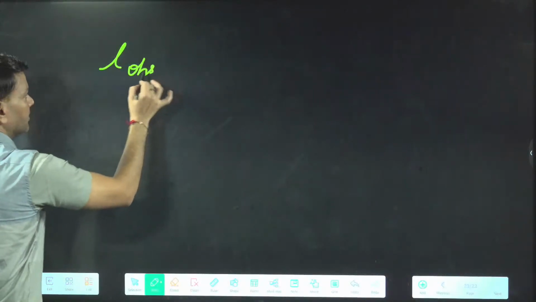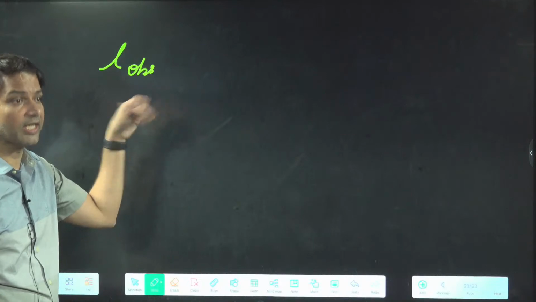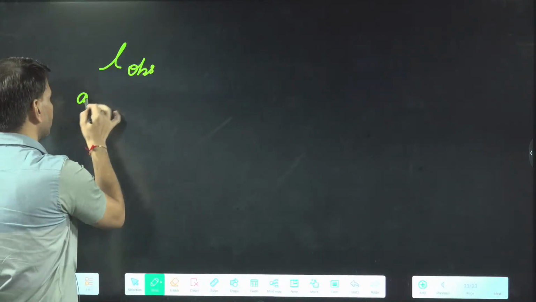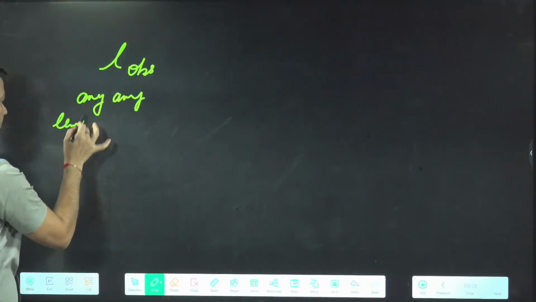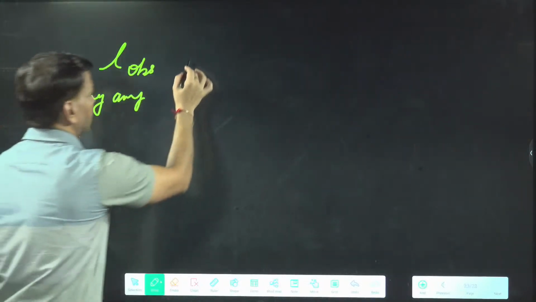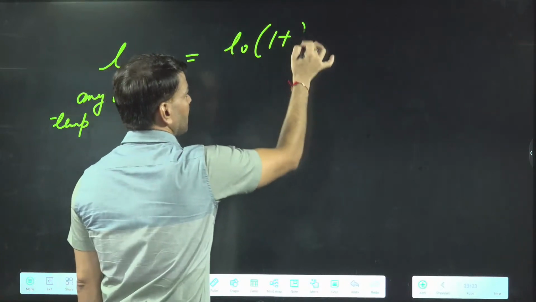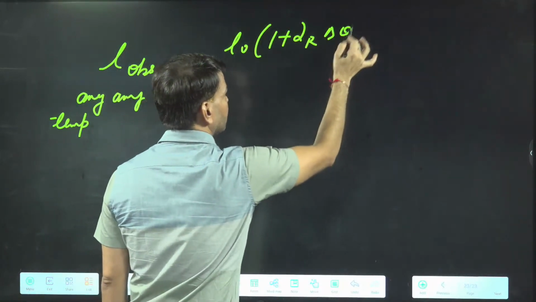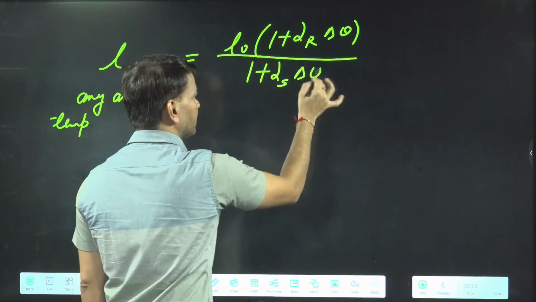L observed means the observed or measured length at any temperature. That is equal to L naught into 1 plus alpha rod delta theta, upon 1 plus alpha scale delta theta.